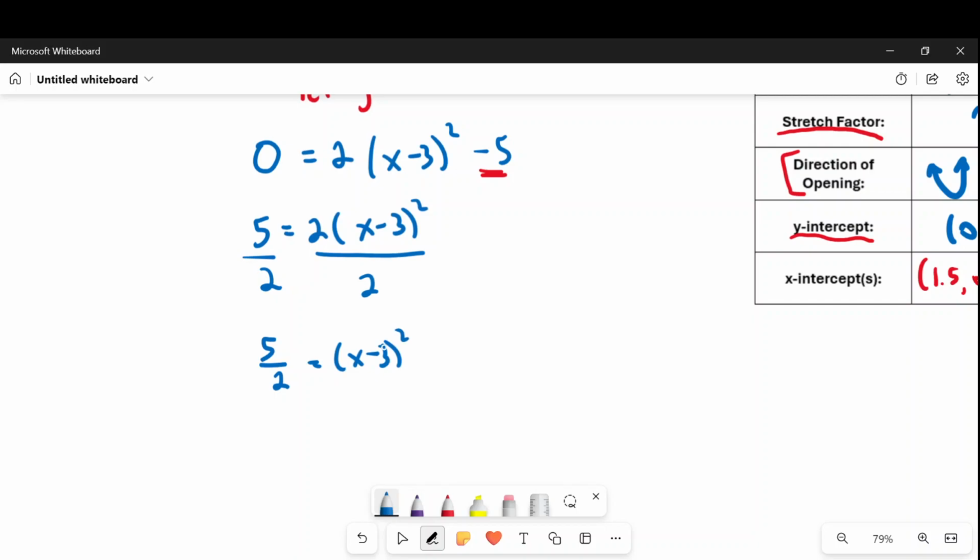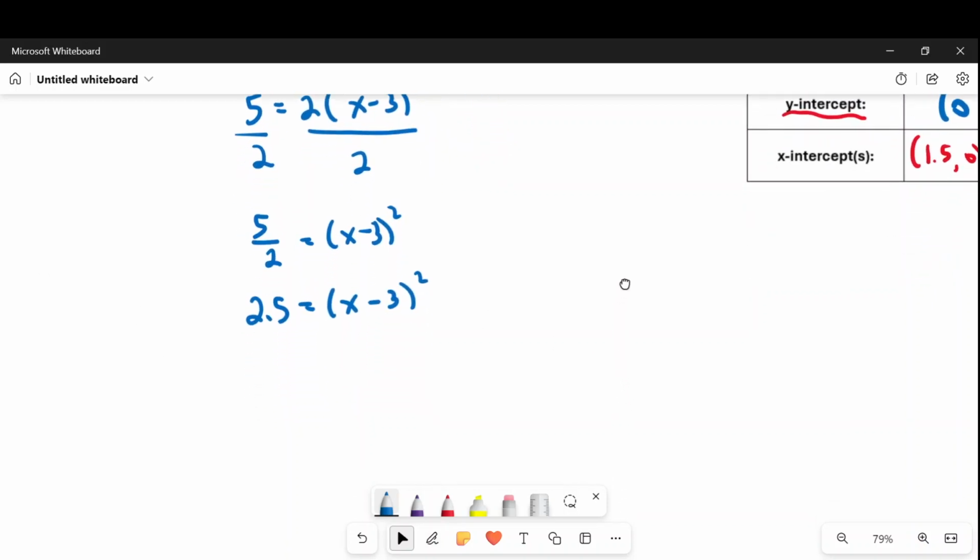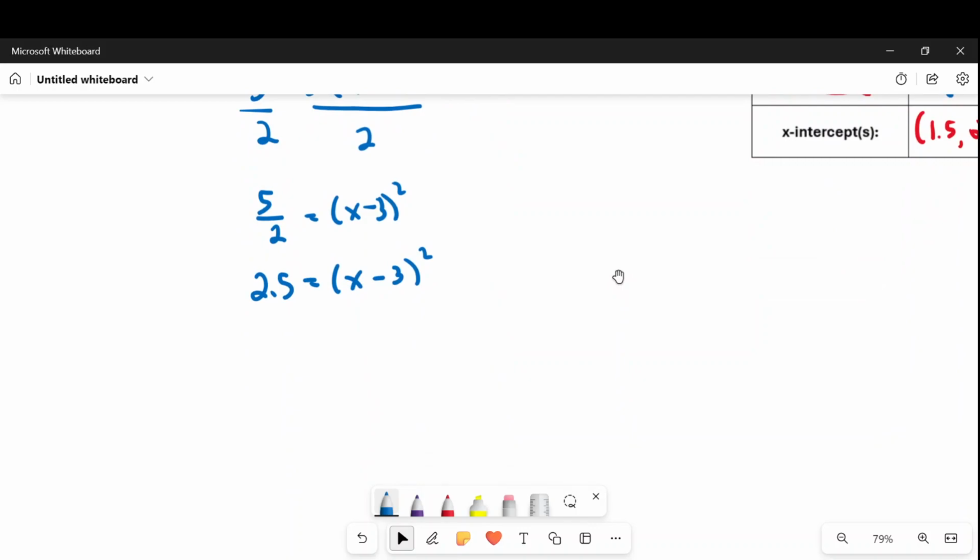My next step is going to be to take the square root. Most square roots are going to be weird decimals, so I might as well make this a decimal now, because we know we're going to get decimals anyway. So I've changed 5 over 2 to be 2.5. Now I need to take the square root of both sides, because that's how you get rid of a square. So the square root of 2.5 is equal to x minus 3.